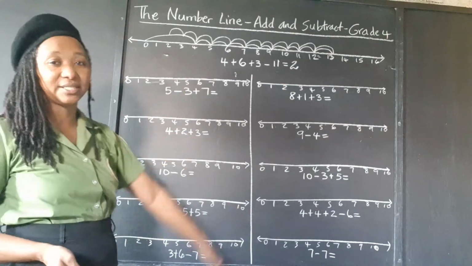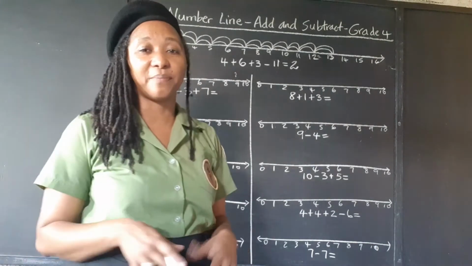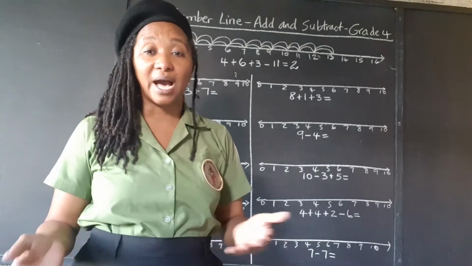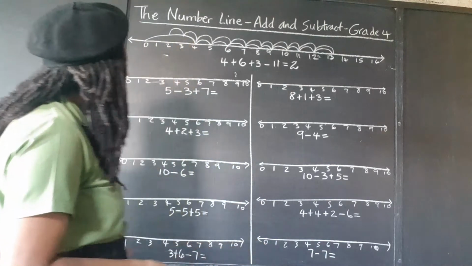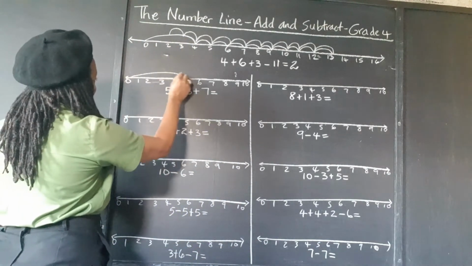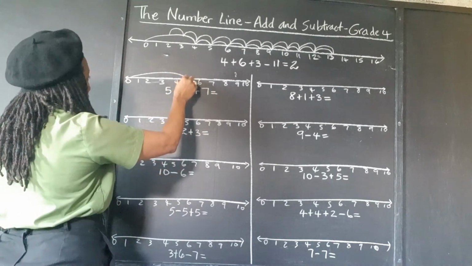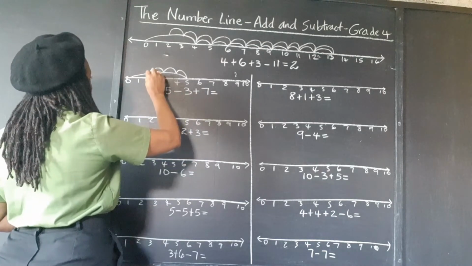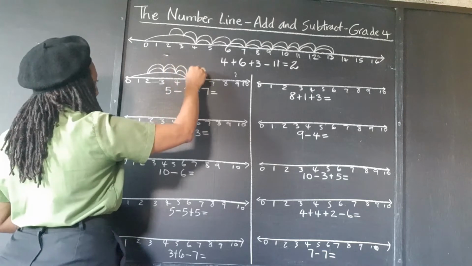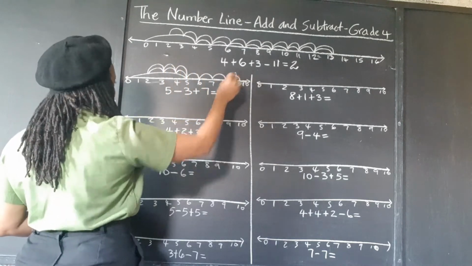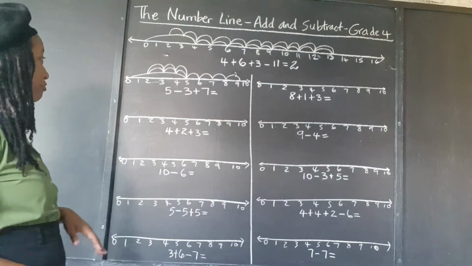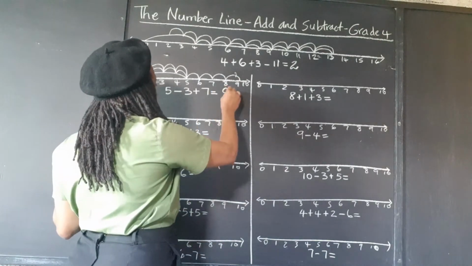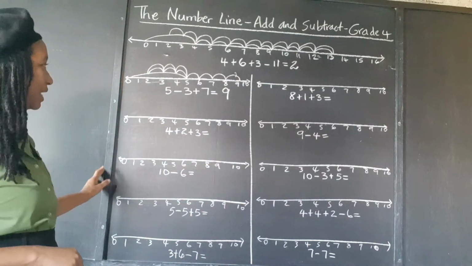Alright, so let's just do these. It won't take us long, right? This is very basic stuff. But it's good for us to understand the principle, the concept of adding and subtracting. 5, so from 0 to 5. Take away 3, so moving back 1, 2, 3. And then we're adding 7, so from 2, 1, 2, 3, 4, 5, 6, 7. So 5 take away 3 brings us to 2. And 2 plus 7 takes us to 9. This is how we show it on the number line.